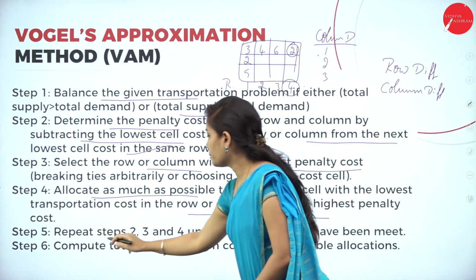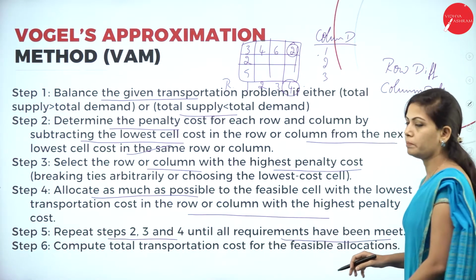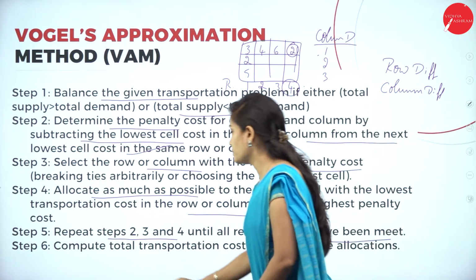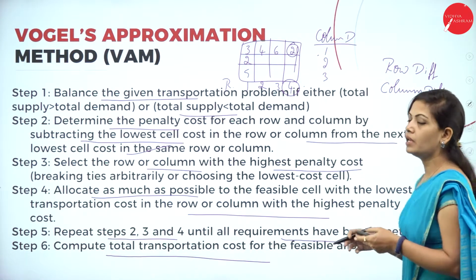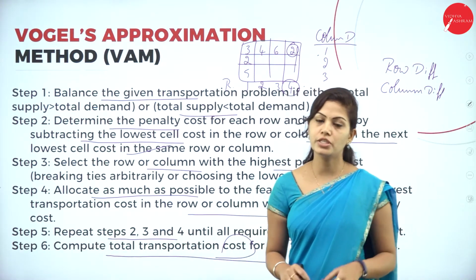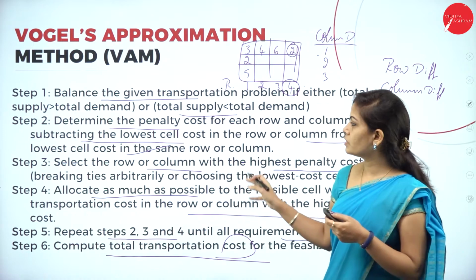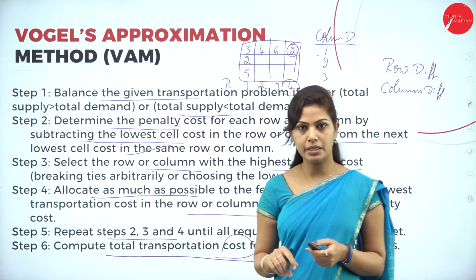And repeat steps 2, 3 and 4 until all requirements have been met. And the last step is to compute the total transportation cost for the feasible allocations. Finally, we can find the total transportation cost. So these are your steps. So this is your algorithm for the VAM method.